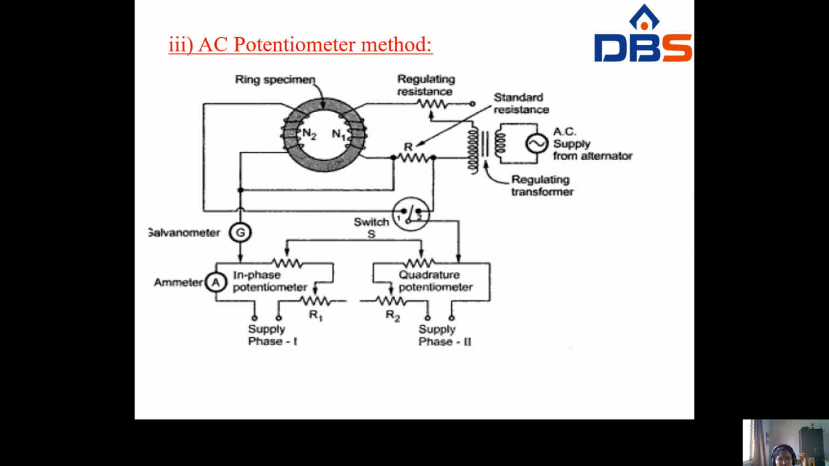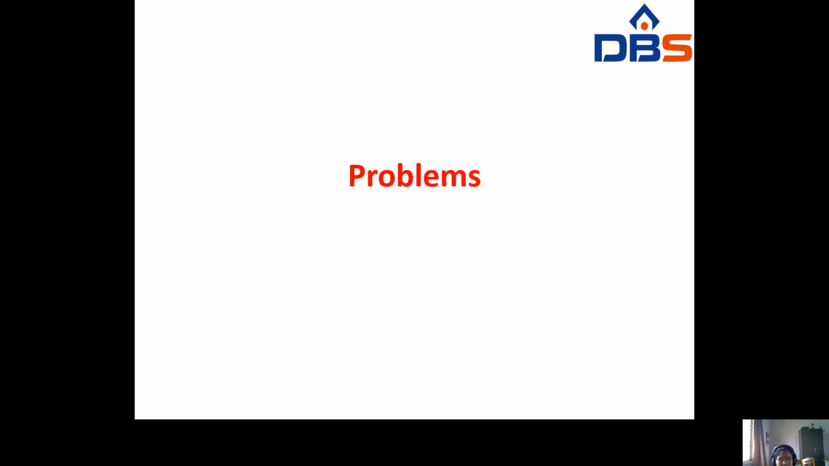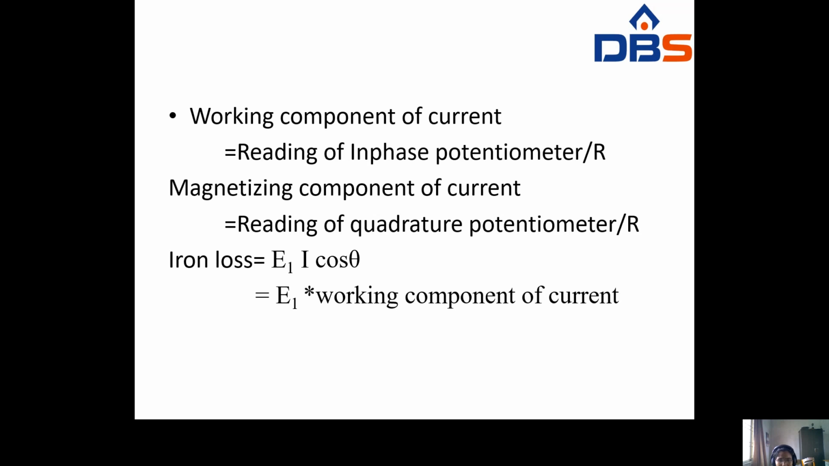The working component of the current is the reading of the in-phase potentiometer by R. The magnetizing component of the current is the reading of the quadrature potentiometer by R. At that time, iron losses will be directly given by E1 into I cos theta, that is, E1 into the working component of the current, which means the reading of the in-phase potentiometer. So directly you can find out the iron losses by the AC potentiometer method.